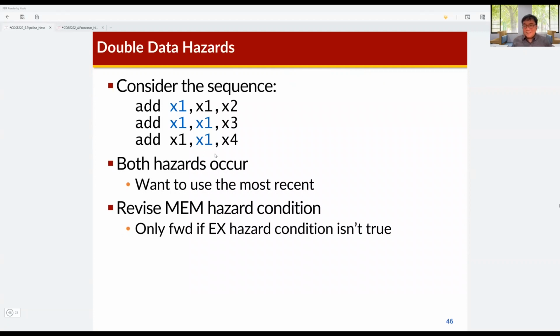But we also need to consider a very special case. It's called the double data hazard. If you see this code, you can find that there are 3 adds, and the second add receives the result from the first add, and the third add receives the result from the second add. It's simple. Then what's the problem?